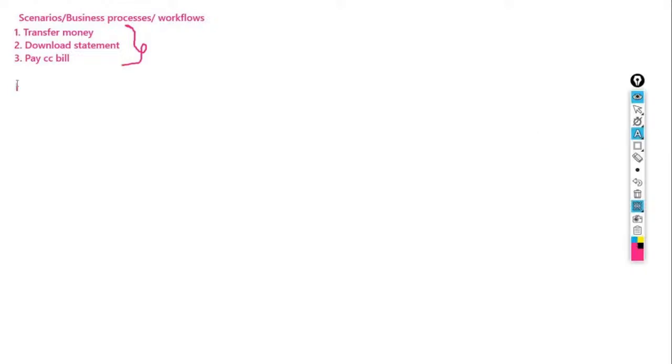Let's take transfer money. How does that work normally? First, the user is going to launch the banking application. Then the user will log into the bank application. Then let's say the user will navigate to the checking account or personal account, whatever it is. Ignore the spelling mistake. And let's say then the user will choose a beneficiary.